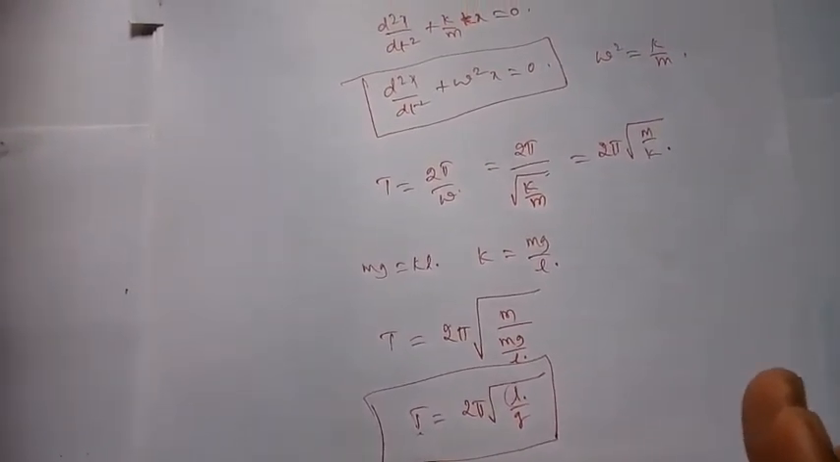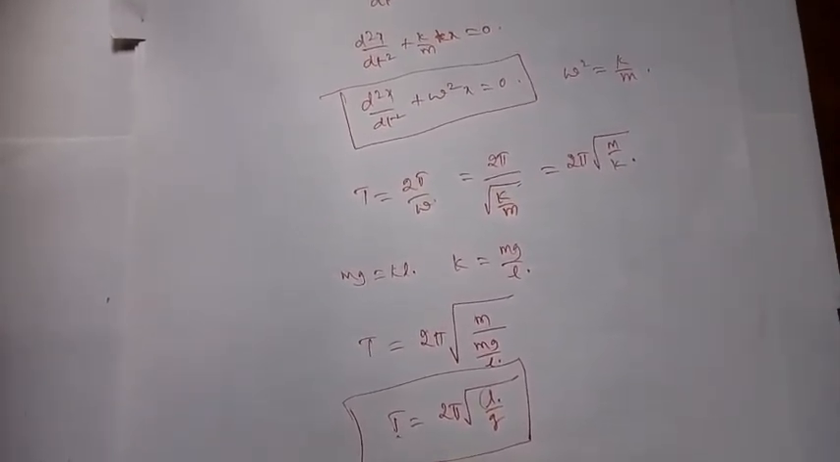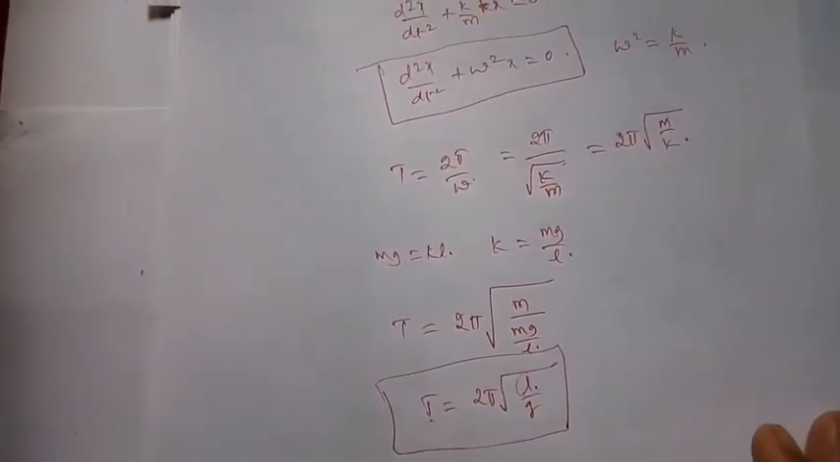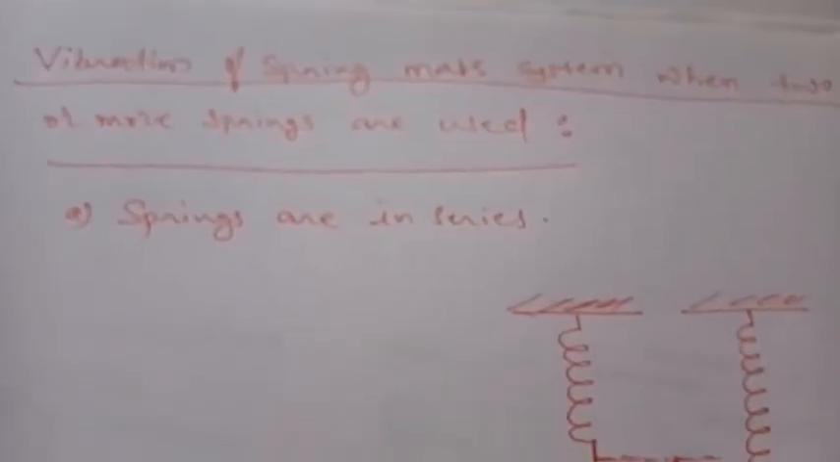So now let us consider the combination of springs. In real life applications, we have seen there are different combinations of springs. So these springs are either connected in series or parallel. First let us see series connection, then let us see parallel connection. Okay, next let us see vibration of the spring mass system when two or more springs are used, in series.